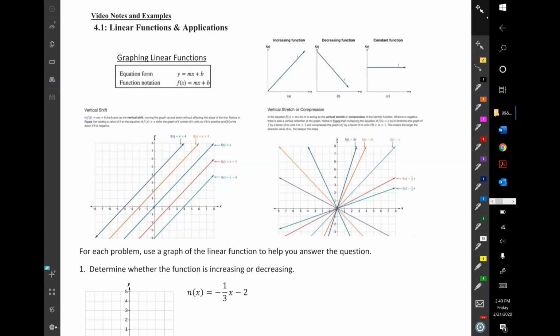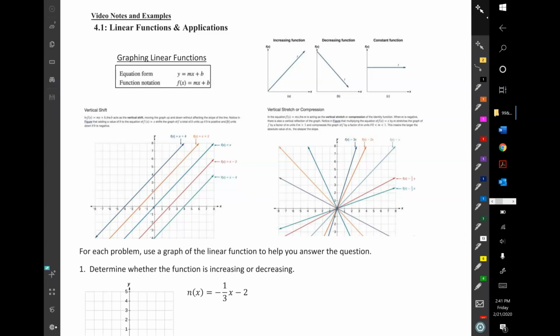So linear equations you've done before, and we're going to go a little deeper. We're going to use some function notation and other things that you've learned along the way, and also dive into some more word problems. A lot of this is going to be kind of review, so I'm not going to go through too much of it.